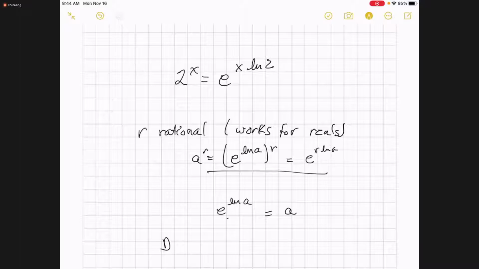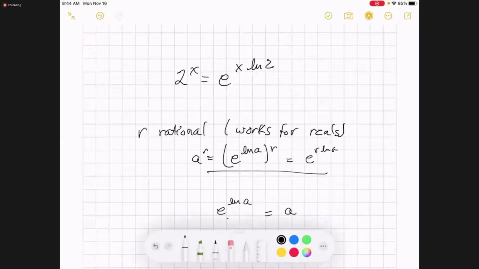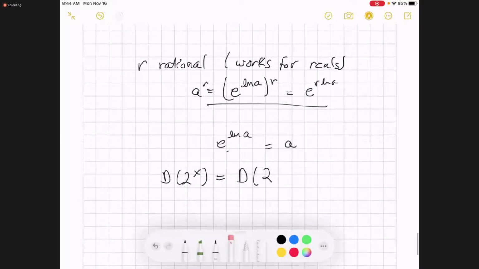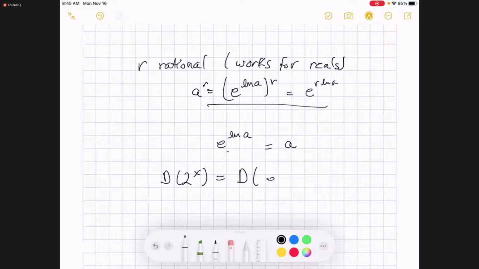The derivative of 2 to the x then is the derivative of e to the x ln of 2, and that's the exponential function raised to a power.